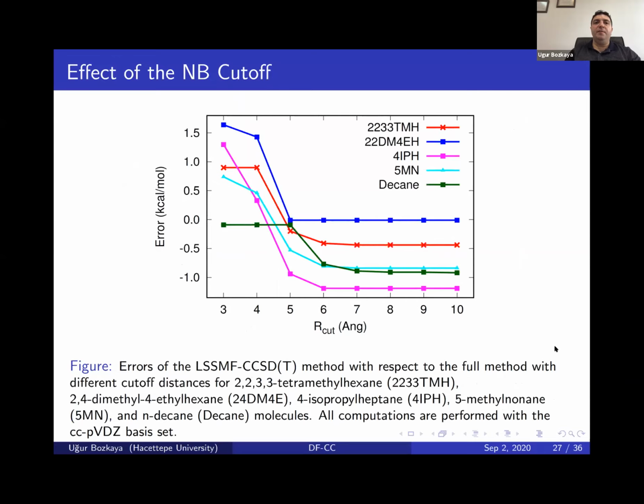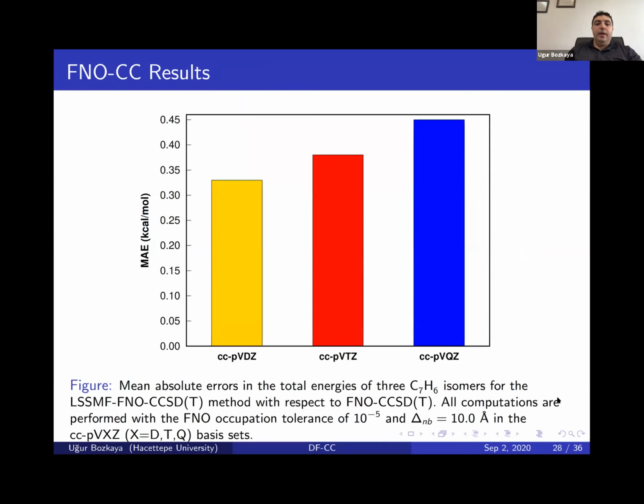Next, we investigate the effect of the non-bonded cutoff, and we plot the error with respect to R-cut. And what we observe is this: R-cut should be chosen as at least 6 angstrom. Next, we also consider the frozen natural orbital coupled cluster results and try it with different basis sets. Again, we obtain quite negligible errors with respect to canonical FNO methods. And we also note that there is a slight increase in the errors with increasing basis set size.